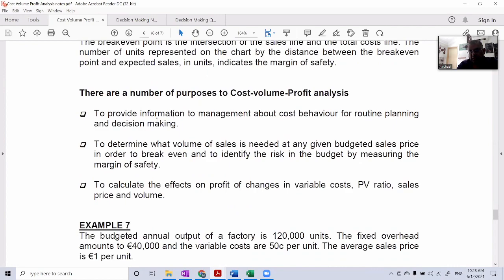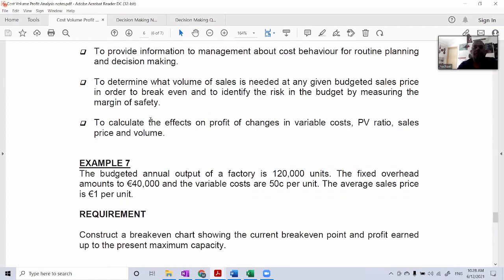Now, cost volume profit analysis. What are the purposes? To provide information to management about cost behavior for routine planning and decision making. To determine what volume of sales is needed at any given budgeted sales price in order to break even, and to identify the risk in the budget by measuring the margin of safety. The higher the margin of safety, the less the risk. But if you have a small margin of safety, then you have high risk. Also, to calculate the effects on profit of changes in variable costs, profit volume ratio, sales price, and volume.